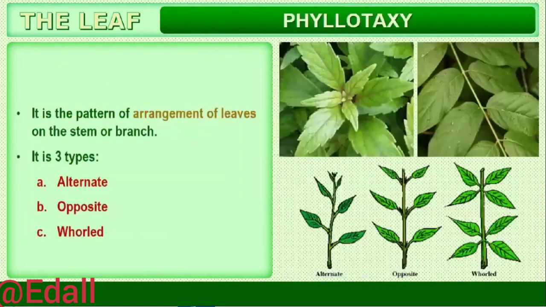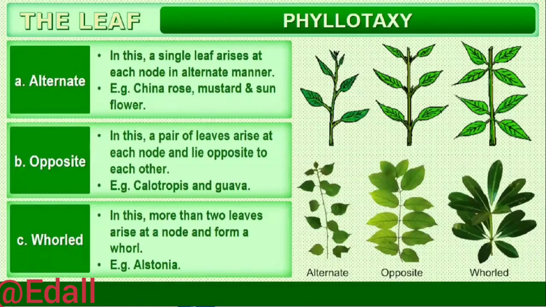5.3.3 Phyllotaxy. Phyllotaxy is the pattern of arrangement of leaves on the stem or branch. This is usually of three types: alternate, opposite and whorled. In alternate type of phyllotaxy, a single leaf arises at each node in alternate manner, as in China rose, mustard and sunflower plants.